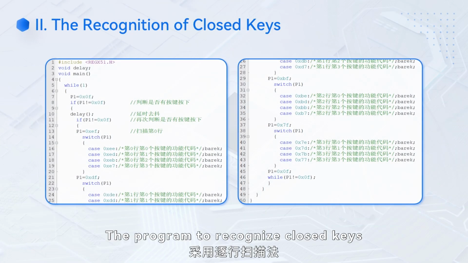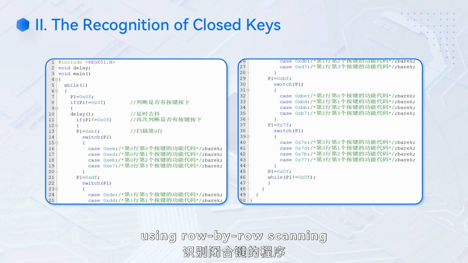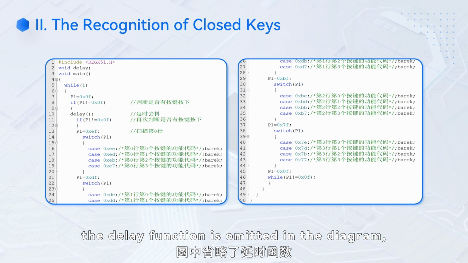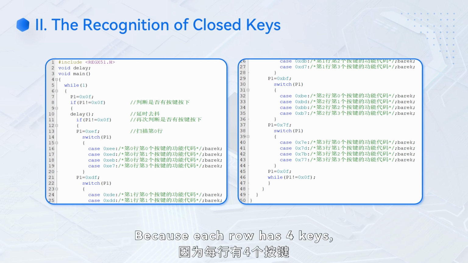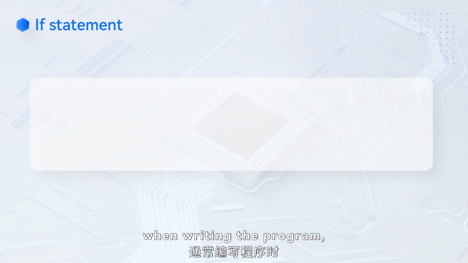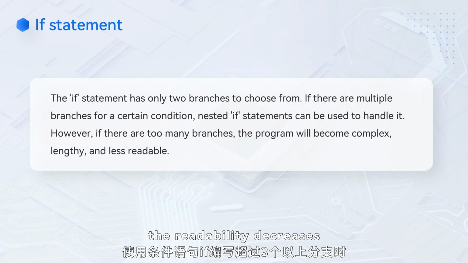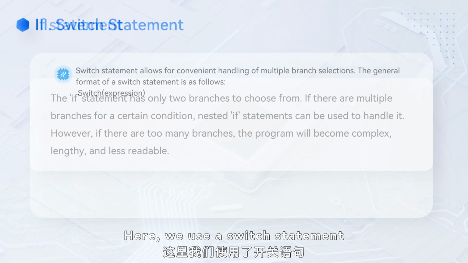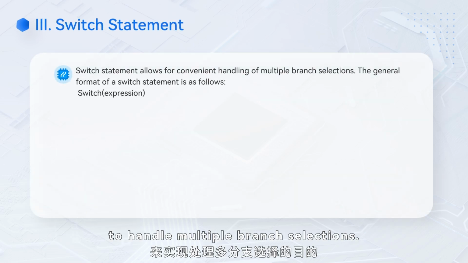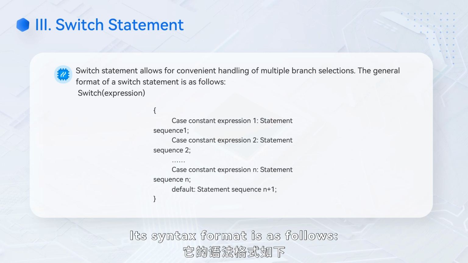The program to recognize closed keys using row-by-row scanning is provided in the diagram. The delay function is omitted in the diagram, so please add it accordingly. Because each row has 4 keys, when writing the program, the readability decreases when using more than 3 branches with if statements. Here, we use a switch statement to handle multiple branch selections. Its syntax format is as follows.